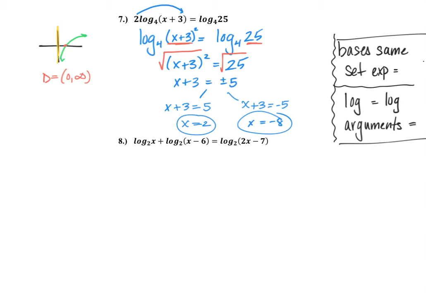All right, so let's check these values. Positive 2, if I plug it in here, is fine because 2 plus 3 gives me 5, and that's positive. Good to go. Negative 8, when I plug in here, ooh, that doesn't work, because negative 8 plus 3 gives me a negative 5. So, sorry, negative 8, you are gone. My only answer is positive 2. Why don't you pause the video and see if you can solve number 8 on your own.